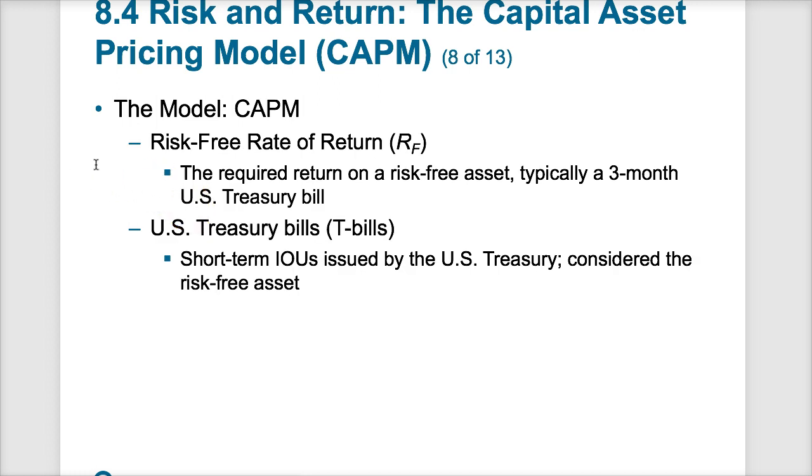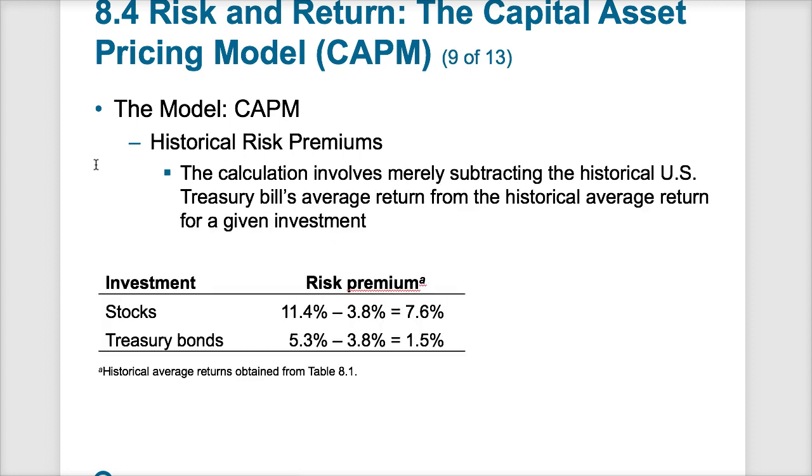Now, risk-free rate, you may ask, well, what is that? Well, we typically consider that the 3-month Treasury bill. So the Treasury bill is considered a risk-free asset, or an asset without possibility of default, or the asset with the closest to zero possibility of default, because you can never really say never.